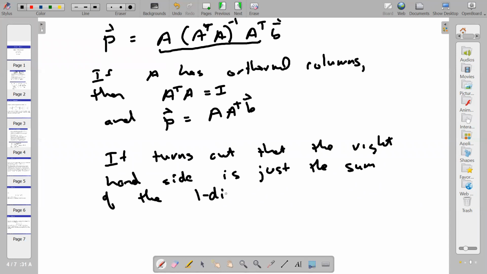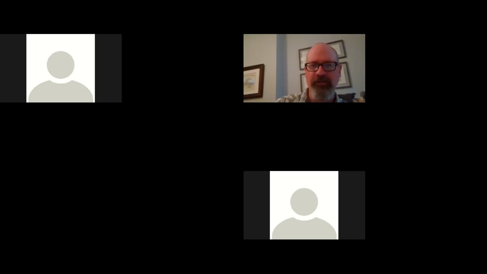of the one-dimensional projections. So the condition, so again, is there another question?